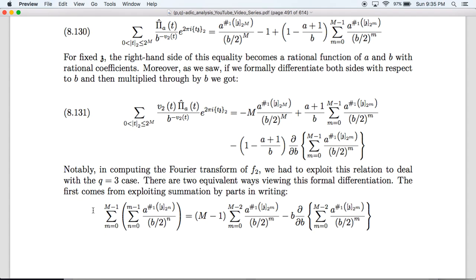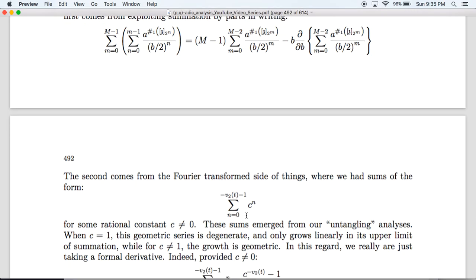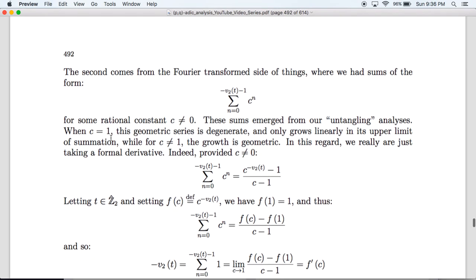The first comes from, as we saw before, exploiting summation by parts to write this. And the second comes from the Fourier transform side of things, where we had sums of this form for some rational constant c not equal to 0, and it was expressions of these forms which emerged from our untangling analysis. When c is equal to 1, this geometric series is degenerate and only grows linearly in its upper limit, while for c not equal to 1, the growth is geometric. In this regard, we really are just taking a formal derivative.